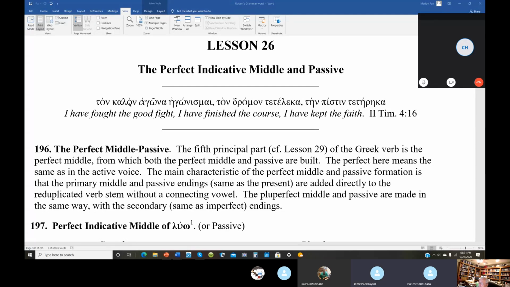Okay. All right. Now, kalos in the feminine form, it's an adjective. In the feminine form, it's the word for beautiful for a woman, for example, or handsome for a man, see. And, all right, agona. Now, the word agony comes from that, see. And agonisma. Ton dromon teteleka. Ten pistin tetereka.